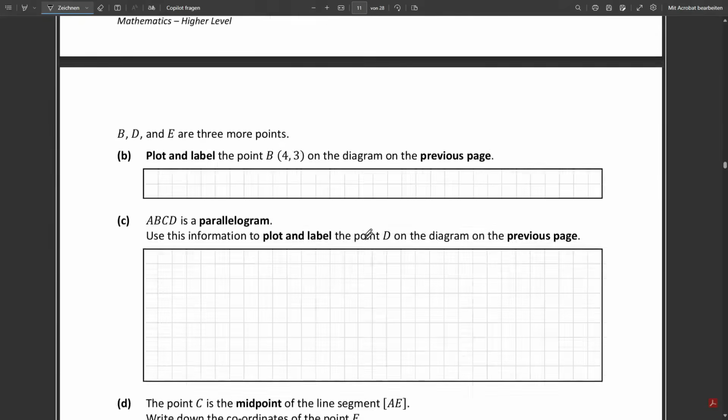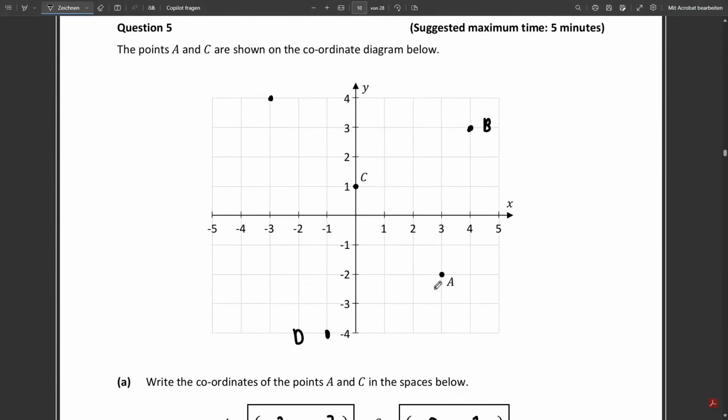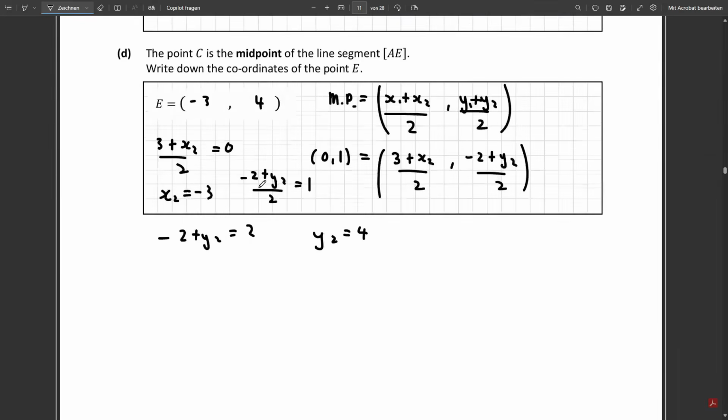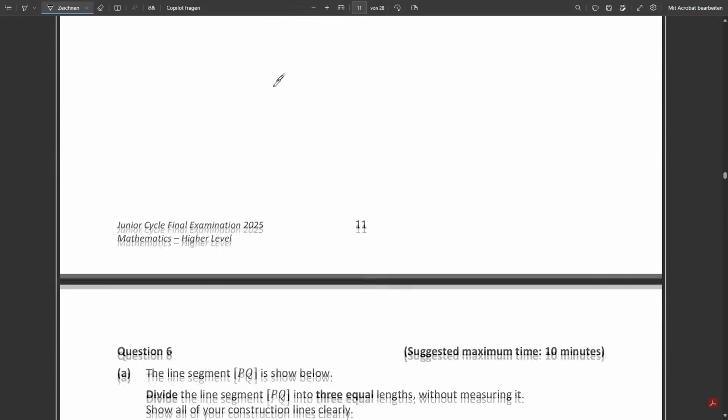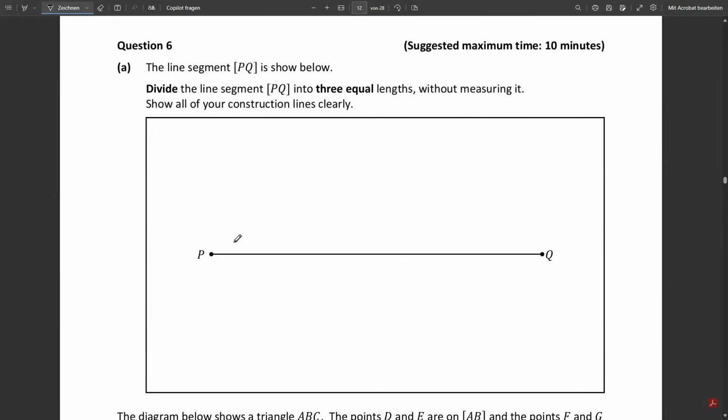Another way you could have done it if you didn't want to use the formula is you could just go, if C is the midpoint, then you can see we go 3 across, 3 up. So to get to E, you'll go 3 across, 3 up. I don't think they ask us to plot it, do they? No, they don't. Okay. So you can just look up a video on how to do this.